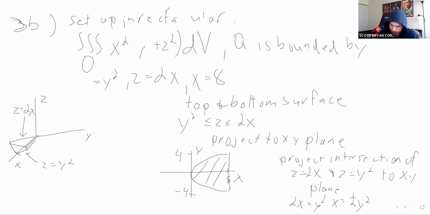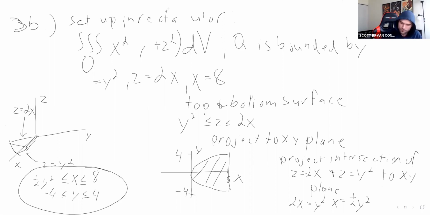So when we do that, we get a left and a right surface. x is bounded on the left by 1/2 y squared, and on the right by x equals 8. And then y is going to go from -4 to +4. So these are our bounds. Put it all together.